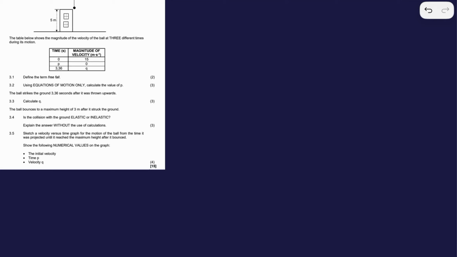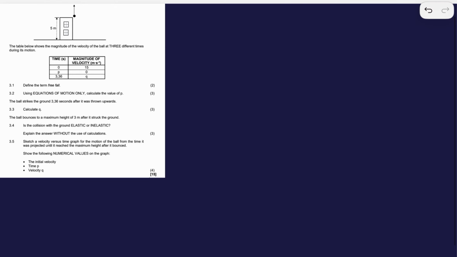Hey everyone, so in this video I'm going to take a look at the vertical projectile motion question from the November 2025 paper 1. So the scenario is given to us. Basically we have a ball that is thrown upward at some velocity from a building that is 5 meters high. They then give us a table that summarizes the time and the magnitude of the velocity of the ball at 3 different time intervals during its motion. Let's take a look at question 3.2.